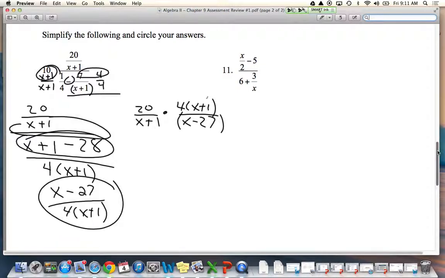Alright, well I have an x plus 1 here, x plus 1 here. Ooh, I have an 80 on top, and then at the bottom I have an x minus 27. And no, there's nothing else I can do with that mess.